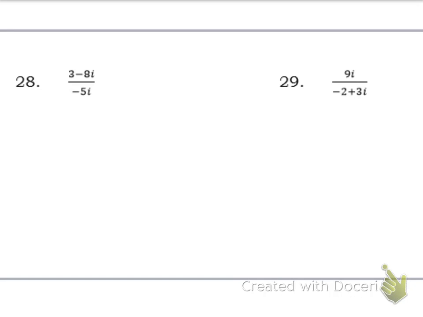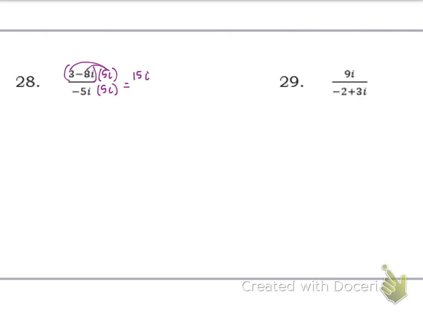So my first one here, we cannot have imaginaries in the bottom, so to get rid of it, you multiply by its conjugate. The conjugate of negative 5i is a positive 5i, but what you do to the bottom, you also have to do to the top. Okay, so we're going to have to distribute it in, so it's multiplied to the entire top. So 3 times 5i gets me 15i.